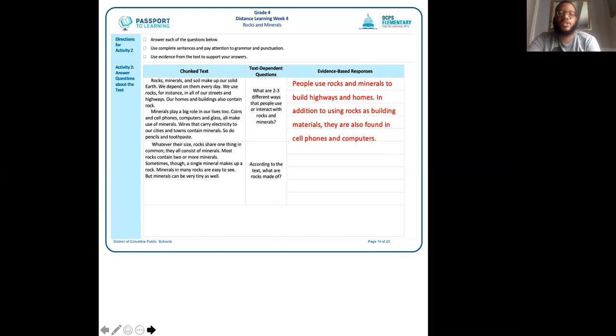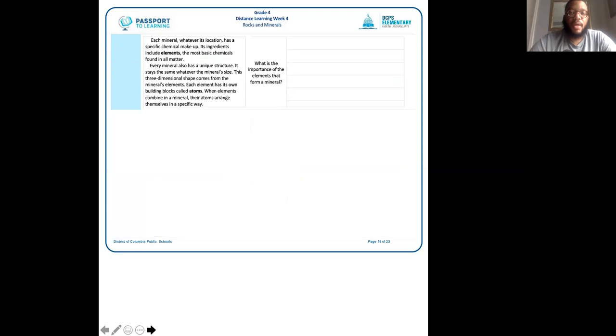All right, the second question says, according to the text, what are rocks made of? So let's read the chunked text. It says, whatever their size, rocks share one thing in common. They all consist of minerals. Most rocks contain 2 or more minerals. Sometimes, though, a single mineral makes up a rock. Minerals in many rocks are easy to see, but minerals can be very tiny as well. So according to the text, what are rocks made of? In the text, the author states that all rocks are made of minerals. All right, let's move on to the next page.